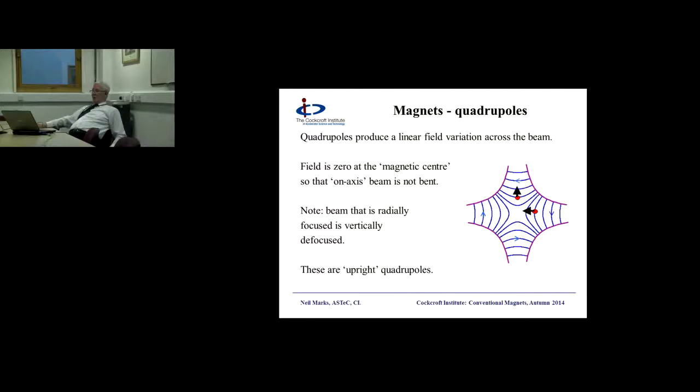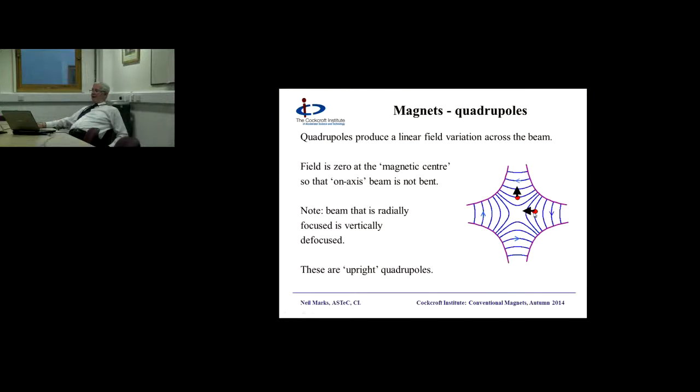So let's start with the quadrupoles and what they do as well. And we know that the quadrupoles produce a linear variation of field across the beam, and the field at the centre of the quadrupole is zero. We refer to that as the magnetic centre, and that should have been covered by the lattice dynamic program lectures. On axis, beam passing through the centre is not bent.